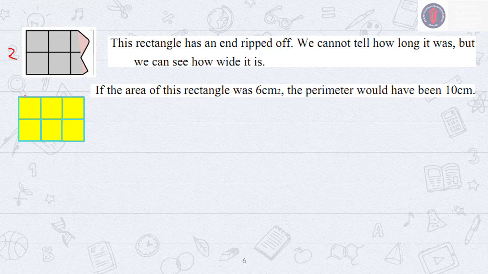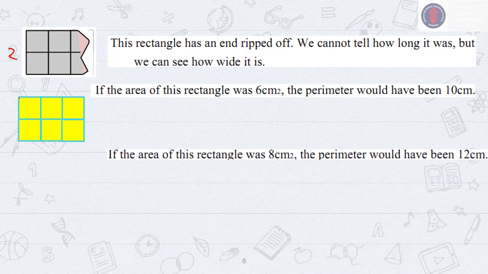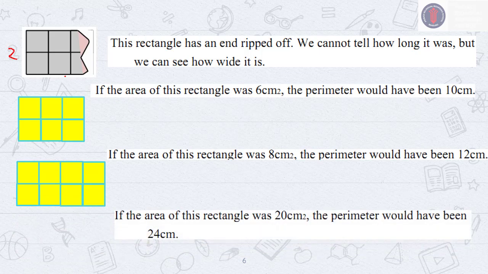So remember, just count the outside lines for the perimeter. And if the area of this rectangle was 8 square centimeters, with more squares ripped off, the perimeter would have been 12 centimeters, or it will look like this. The third one, if the area of this rectangle was 20 centimeters square, the perimeter would have been 24 centimeters. Okay, so you can compare. If it is area, it will be in centimeters square. If it is perimeter, it will be in centimeters without the squares.